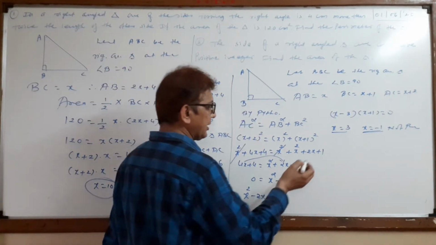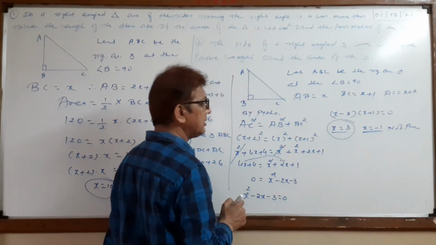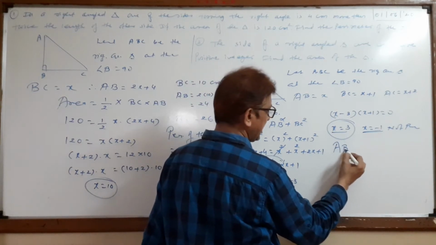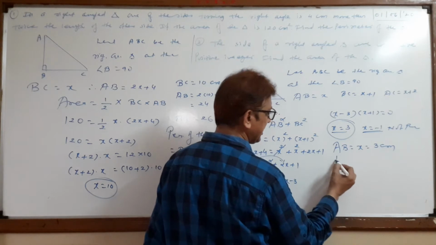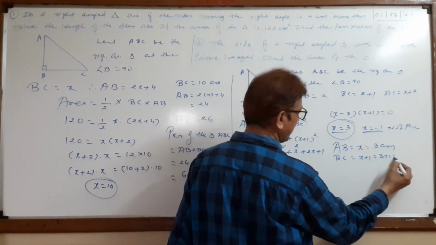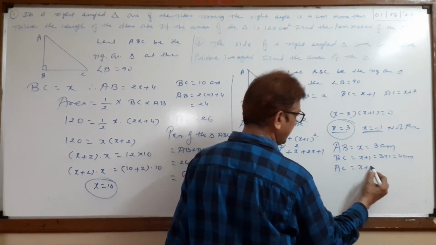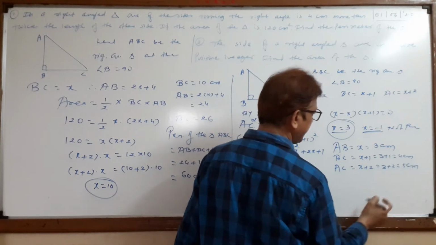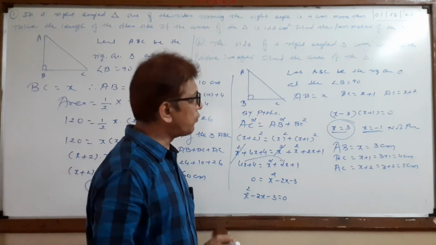Clear? Now x equals 3 is our answer. Now put in AB, BC and AC. AB equals x, so 3 centimeter. BC equals x plus 1, 3 plus 1, 4 centimeter. And AC equals x plus 2, 3 plus 2, 5 centimeter. These are the three consecutive sides: 3, 4 and 5.